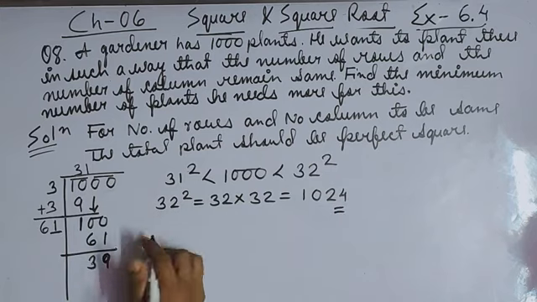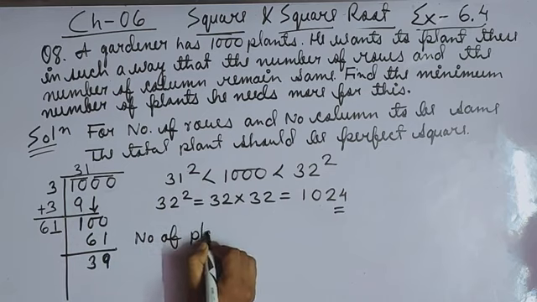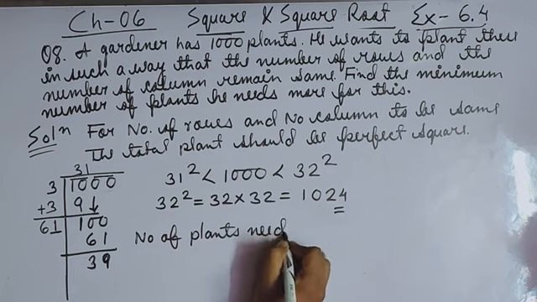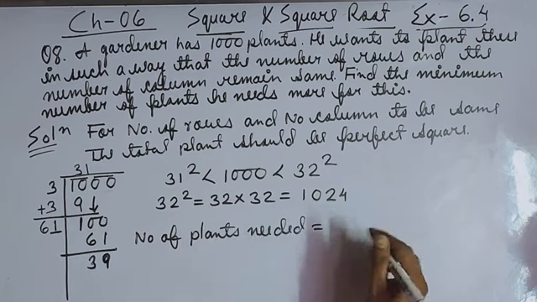1024. Now the number of plants needed will be equal to what? The number of plants needed will be equal to the next perfect square number, that is 1024, minus 1000.